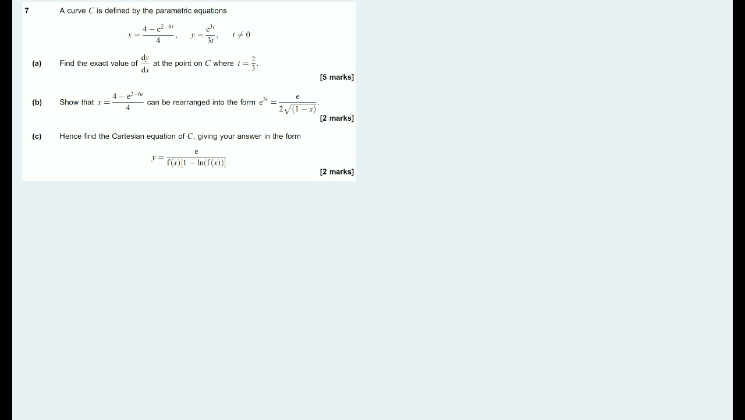Parametric equations. So we've got our two equations, x equals and y equals, both in terms of t, and we're asked to find the exact value of dy by dx. So what we need to remember before we start this is that dy by dx is equal to dy by dt divided by dx by dt. So that's the key thing to remember here.